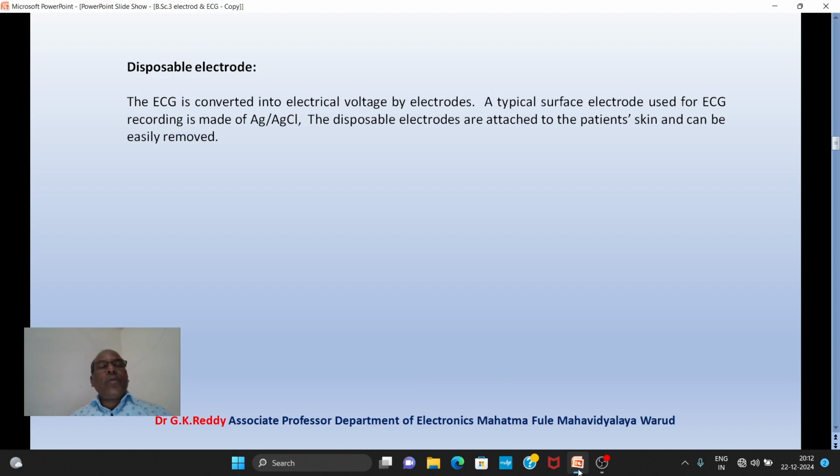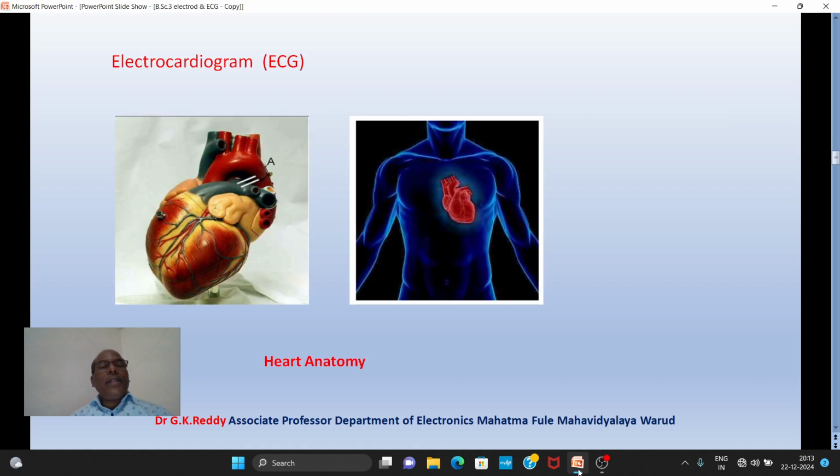These disposable electrodes are generally used in ECG, where the signal is converted into electrical voltage by using these electrodes. A typical surface electrode used for ECG recording is made up of silver or silver chloride. The disposable electrodes are attached to the patient's skin and can be easily removed. This is the diagram of ECG.